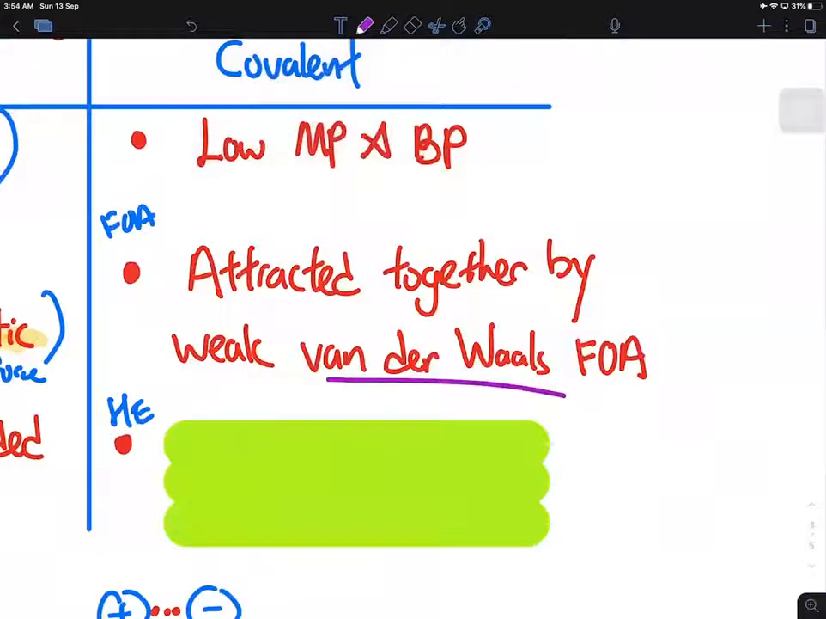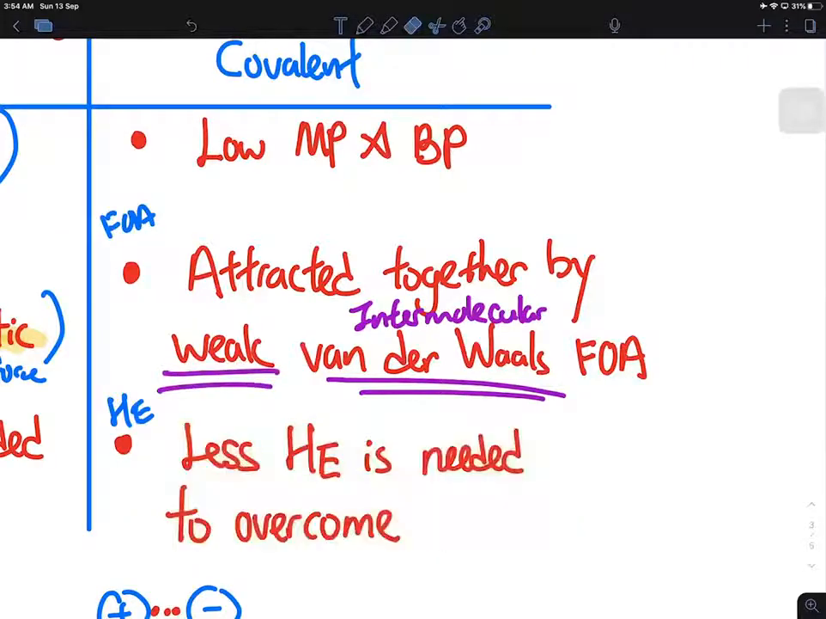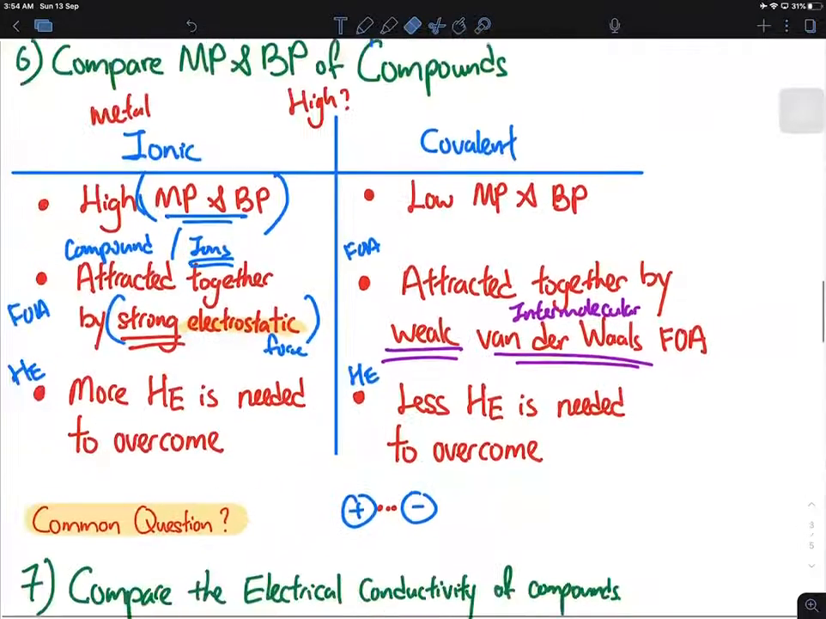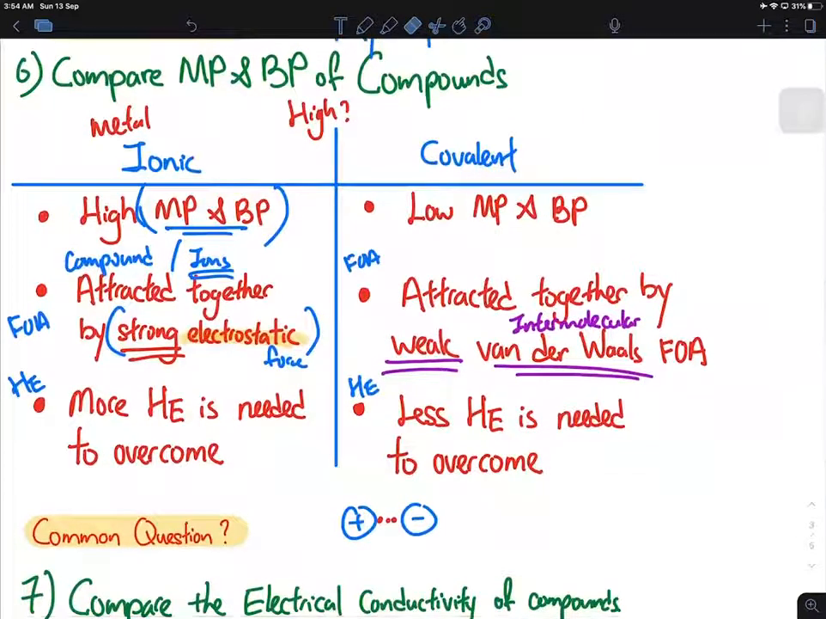If you don't want to write van der Waals force, you can change it to intermolecular force. Because the intermolecular force or van der Waals force is weak, we need less heat energy to overcome it. So almost the same as your chapter 4. Only one new thing here, that is the electrostatic force.